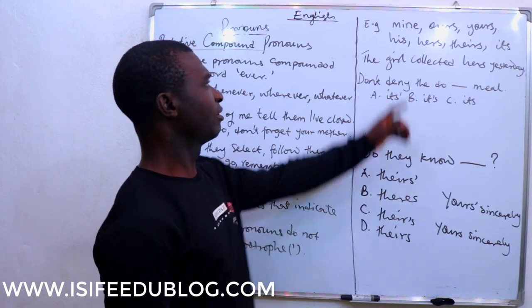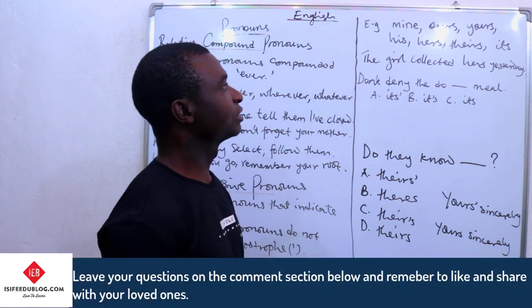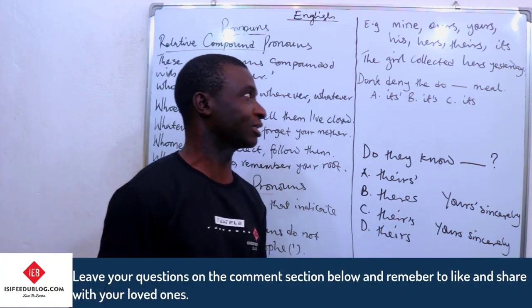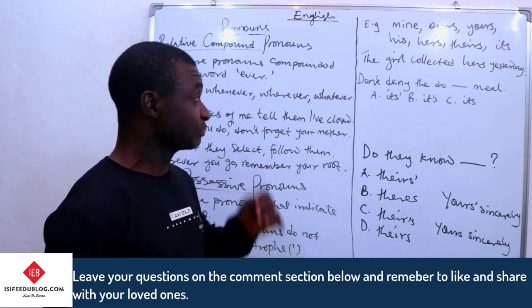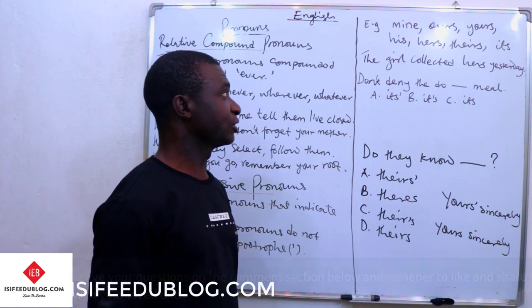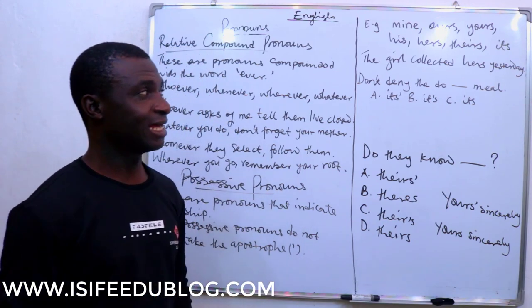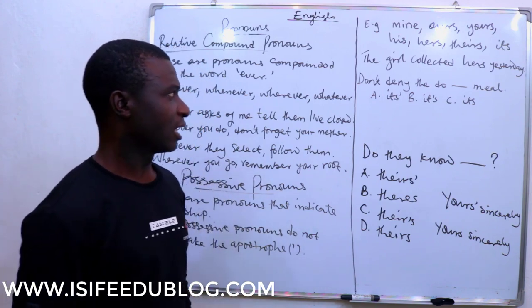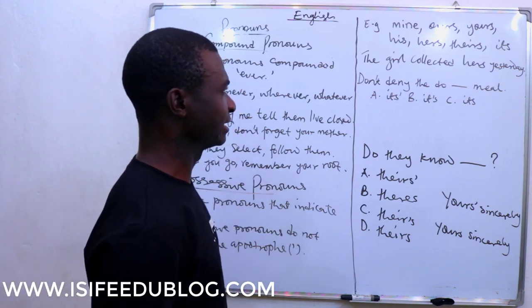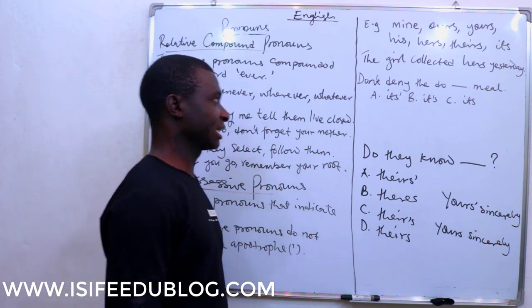Okay, now we've got examples of possessive pronouns. As you know, mine, ours. Mine is without the S, so mine doesn't have that problem, but the rest have the S. Mine, ours, yours, his, hers, theirs, and its. The girl collected hers yesterday.